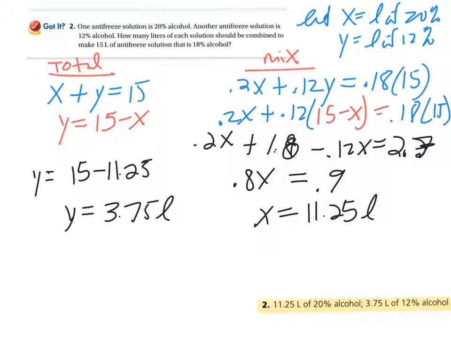So again, two types of equations, you're right. The total equation and the mixture equation. Every one of these looks just like this. This also applies to coins, when you have total values in there and things like that.